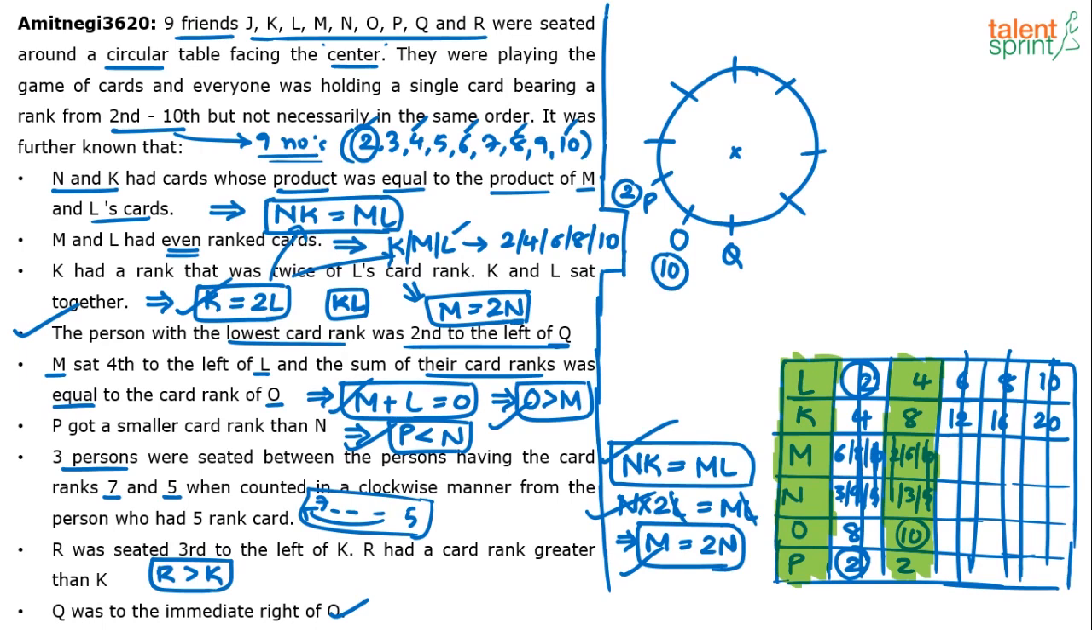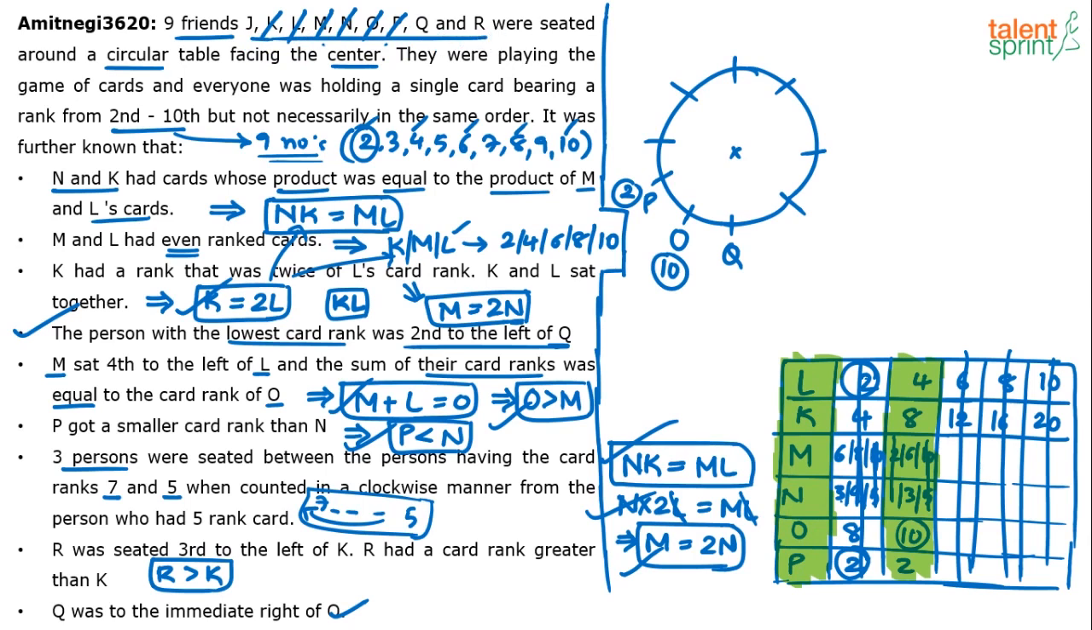What else do we know? Acha, by the way, out of 9 persons, we have got the cards. We have got the numbers for who all? L, K, M, N, O, P. Who are left out? J, Q, and R. J, Q, and R. Any other data?